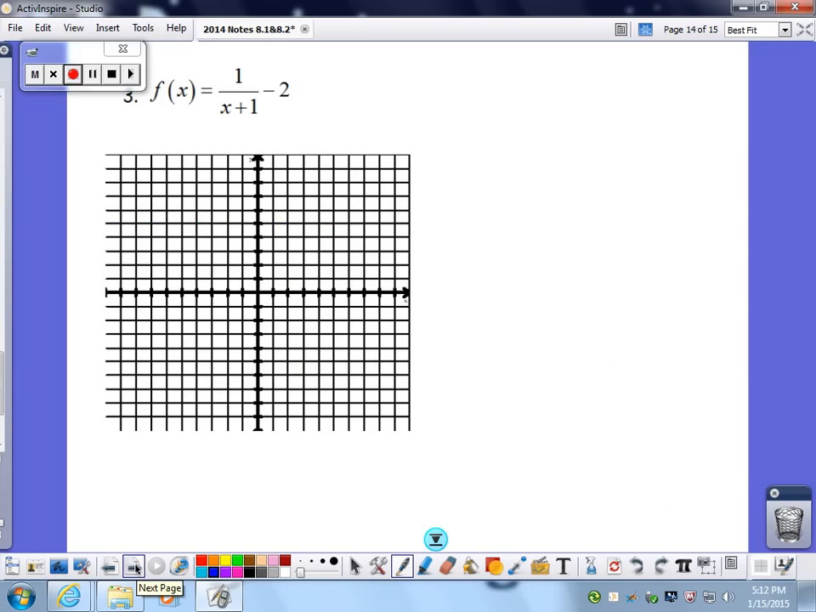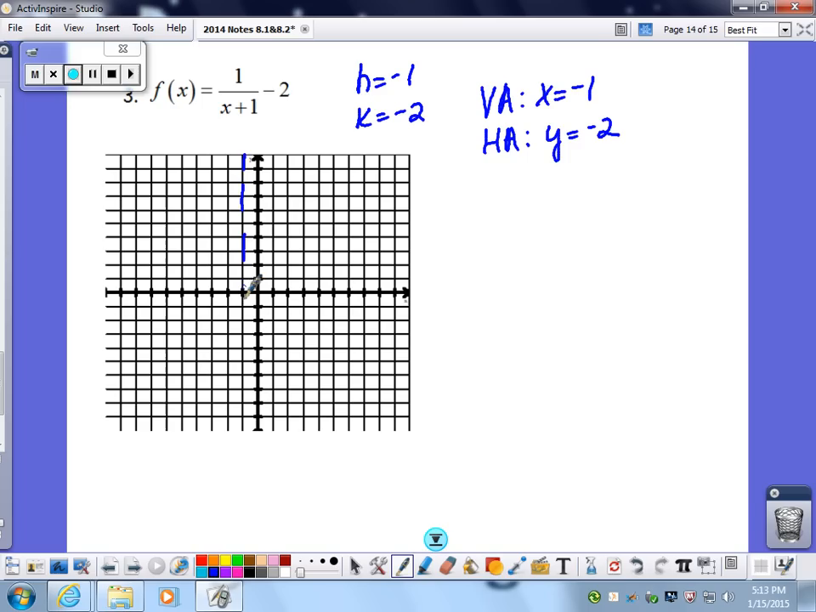Let's look at this one. How's this moving? Let's see. H is equal to negative 1. K is equal to negative 2. And A is still just 1. So that means I have a vertical asymptote at x equals negative 1, a horizontal asymptote at y equals negative 2. I'm going to dot those in first. Always draw your asymptotes first.